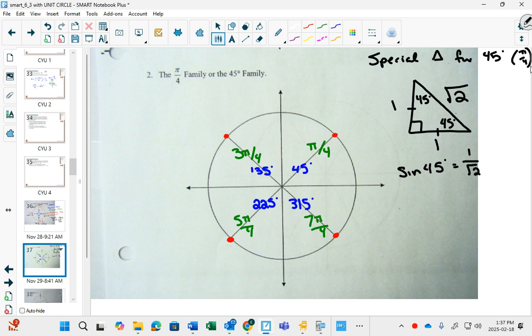which is root 2. And do you remember in grade 11 that you weren't allowed to have square roots on the bottom? You had to rationalize the denominator, so you would have multiplied by root 2 over root 2. And then you would get root 2 over 2. And cos of 45 degrees is going to be identical. It's also going to be root 2 over 2.